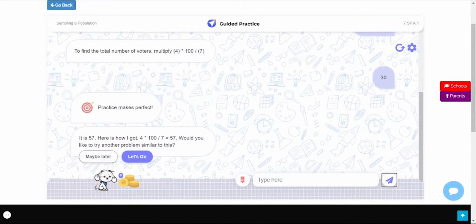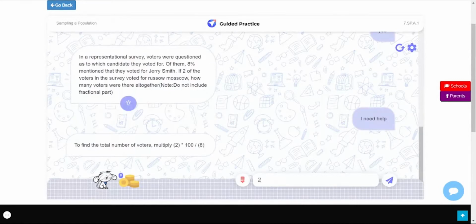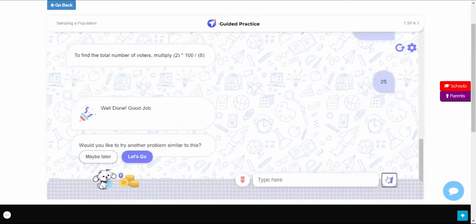It is 57. Here is how I got 4 multiplied with 100 divided by 7 equals 57. Would you like to try another problem similar to this? Uh-oh, it looks like your answer is wrong and you need some more practice. You can refer to the detailed explanation over here. Let's practice some more questions. Well done. Good job. Would you like to try another problem similar to this? That's a right answer. You rock.